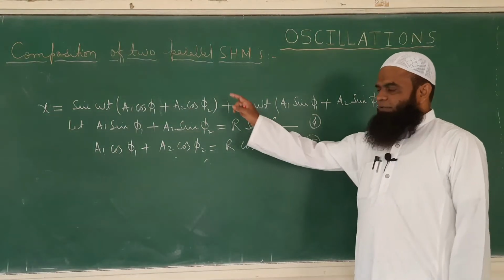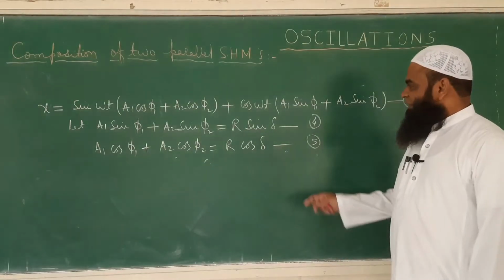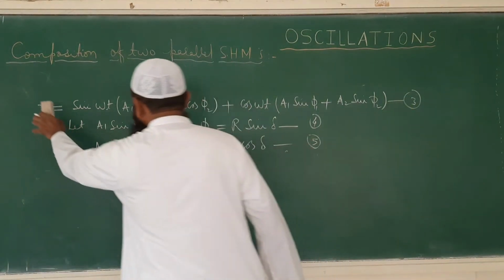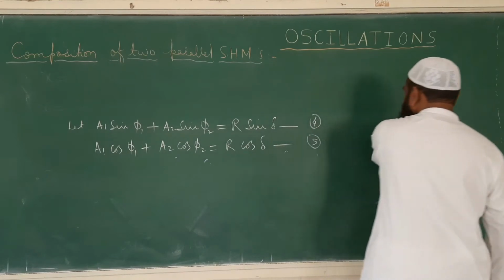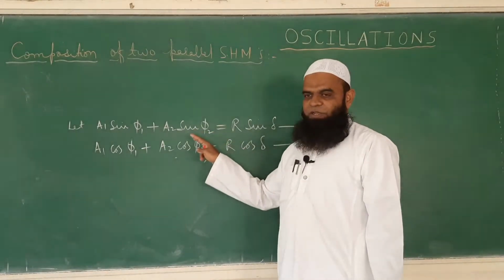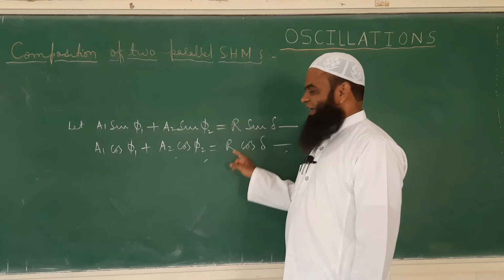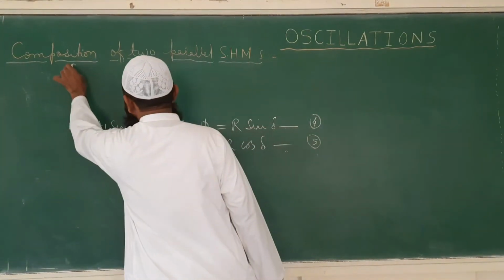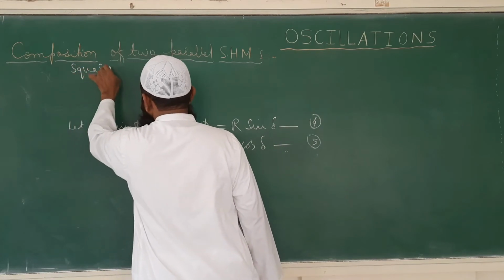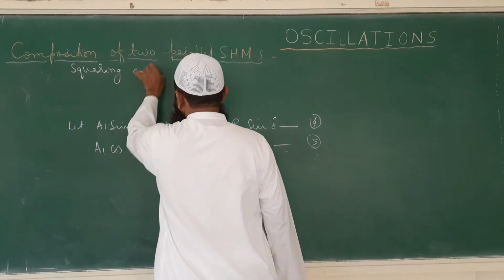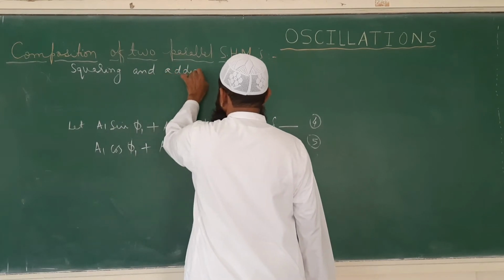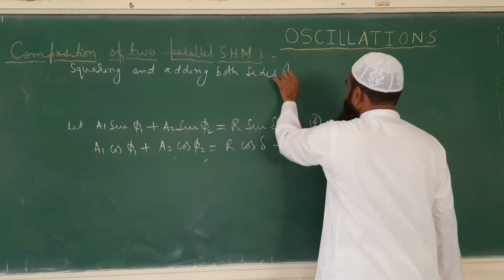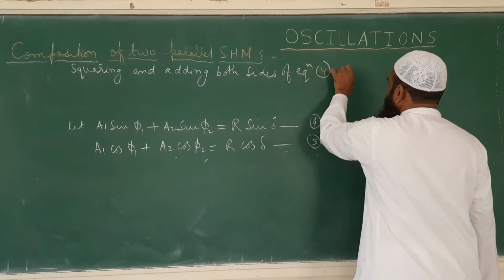Now for finding resultant amplitude, we will use equation 4 and 5. So with equations 4 and 5, what we will have to do? Now we will square both sides of equation 4 and 5 and we will add them. So, squaring and adding both sides of equation 4 and 5.